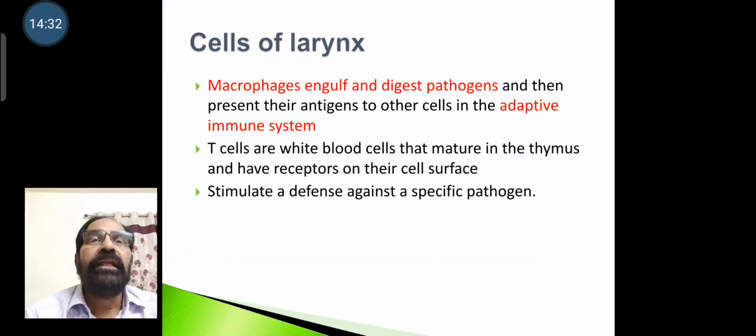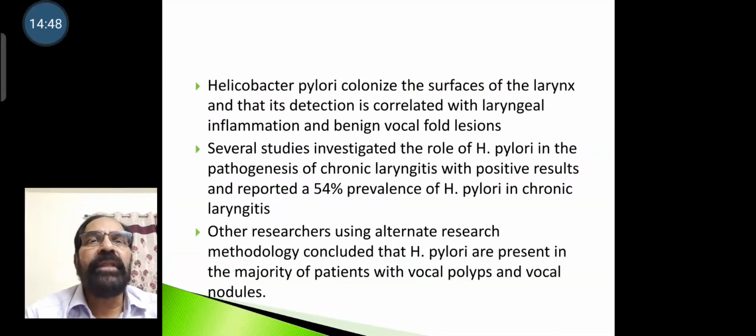Dendritic cells capture pathogens and present them to other cells for destruction. Macrophages engulf and digest pathogens and then present their antigens to other cells in the adaptive immune system. T cells are white blood cells that mature in the thymus and have receptors on their surface. They stimulate a defense against specific pathogen. Helicobacter pylori colonize the surface of larynx, and its detection is correlated with laryngeal inflammation and benign vocal fold lesions.